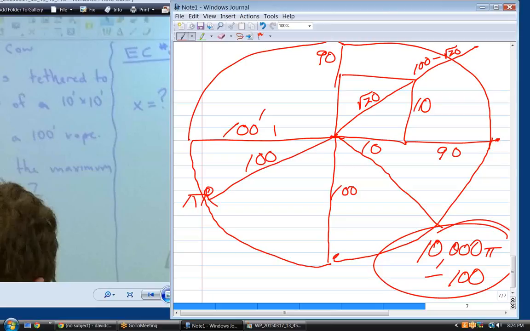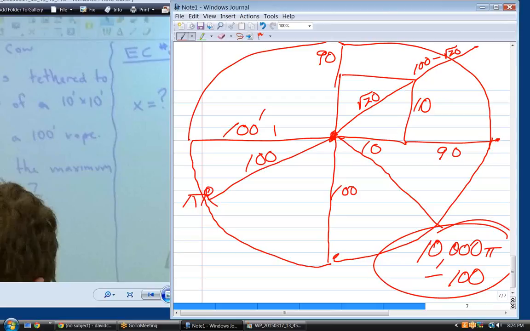I think that's right. In other words, if it's tethered right here and there was no barn, there was just a peg in the ground, then it could cover anywhere in the circle of radius 100, right? Yeah. Which would be 10,000 pi square feet. Well, this is exactly the same problem. Well, no, I guess it isn't. I guess it isn't, now that I think about it.